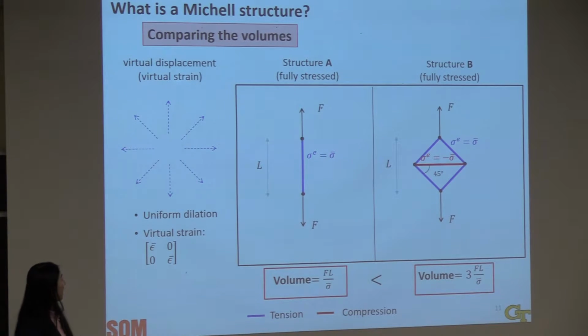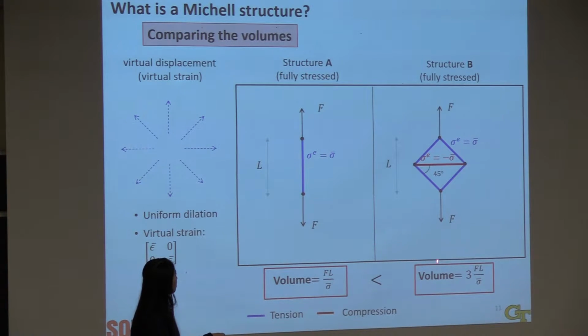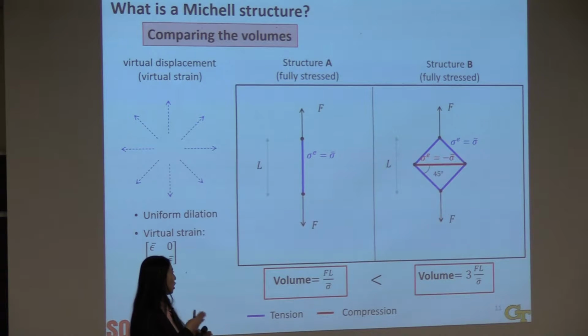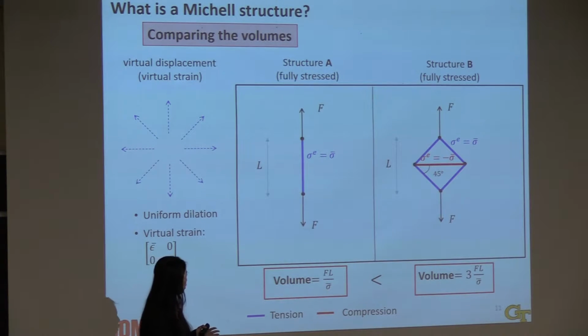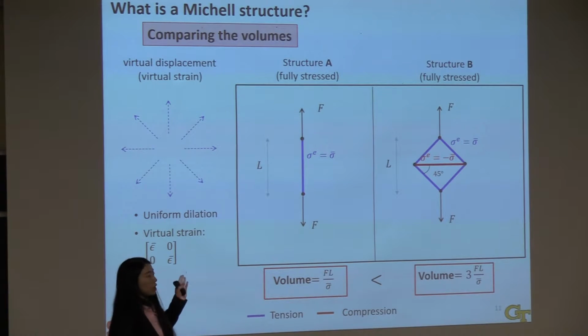If we compare the volume of the Michell truss with the volume of an arbitrary truss that is not a Michell truss, we can see that under the fully stressed state, the Michell truss always has smaller volume.